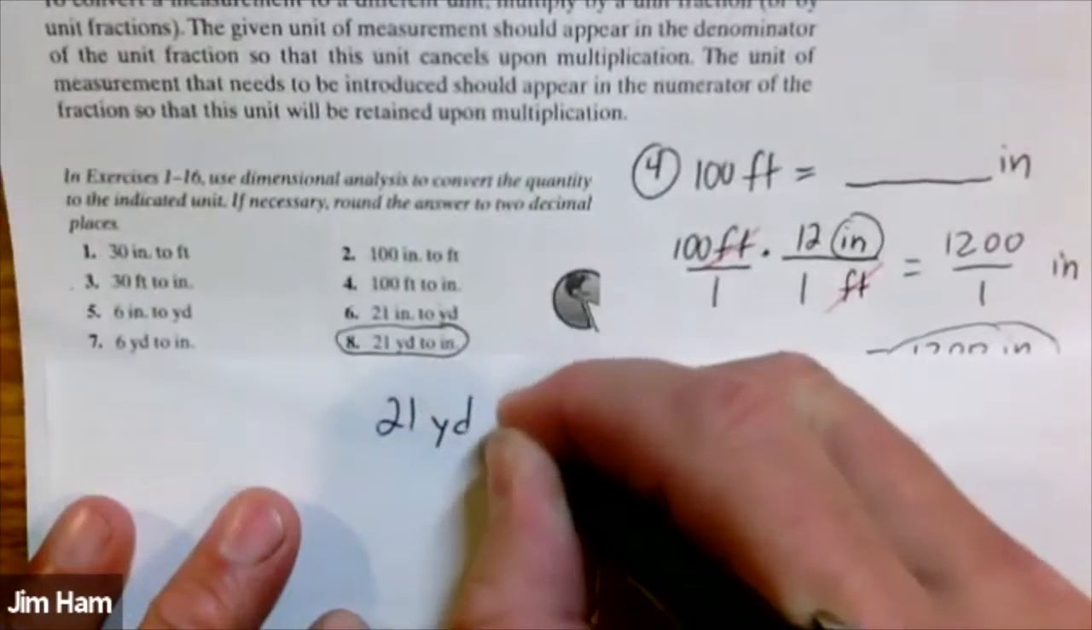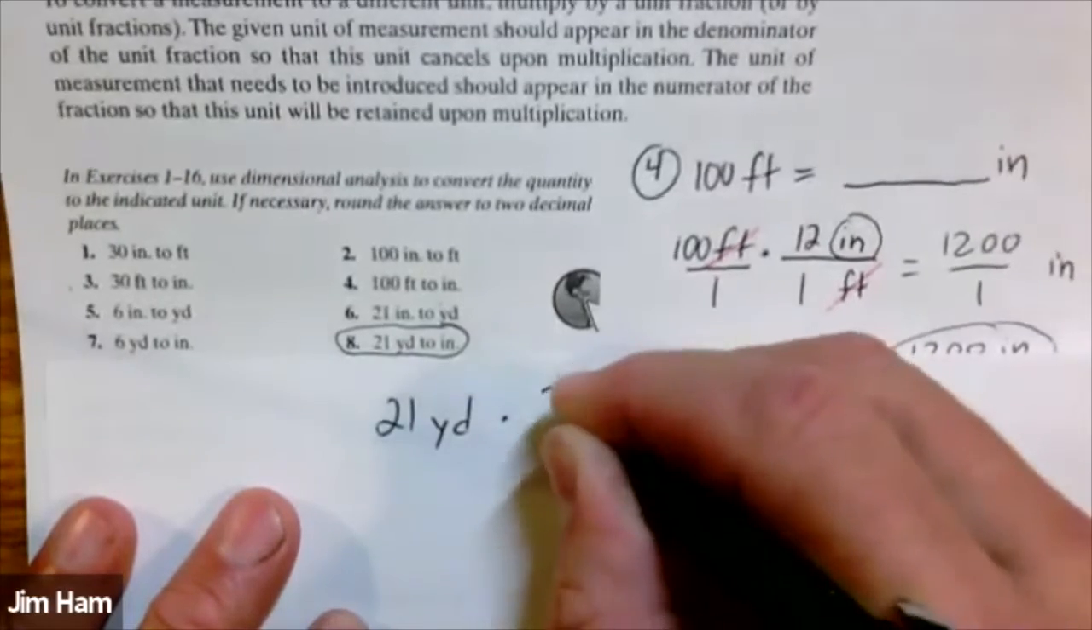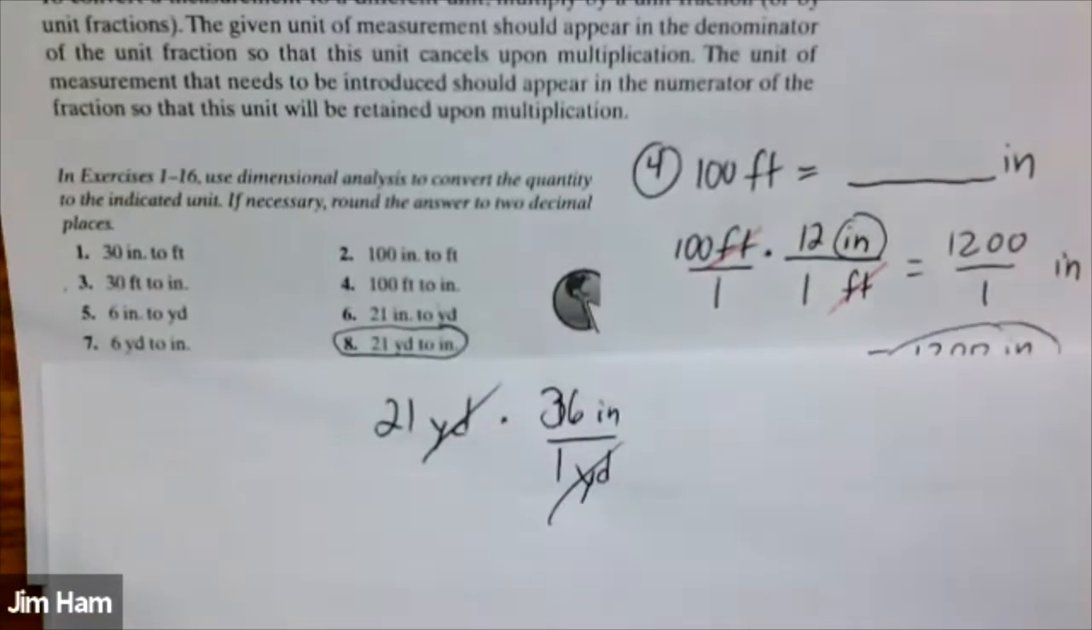21 yards, and in one yard there are 36 inches. Yards cancel. So 21 times 36.